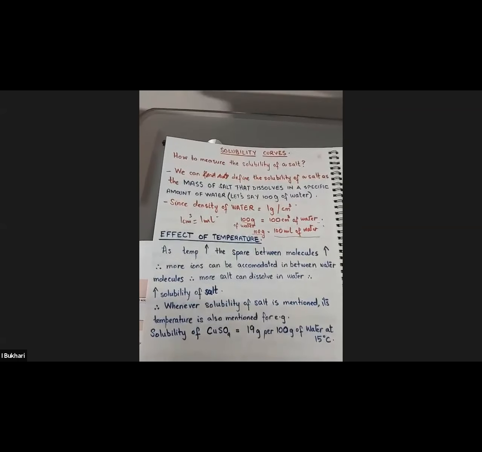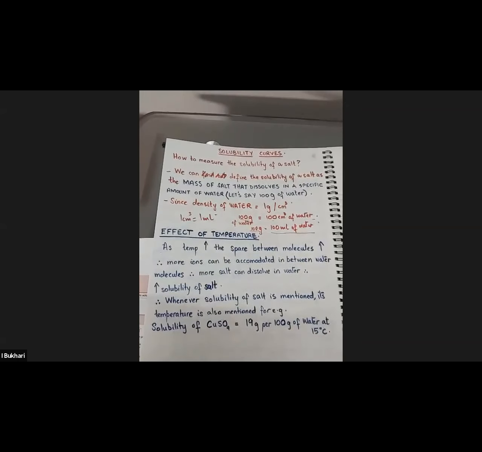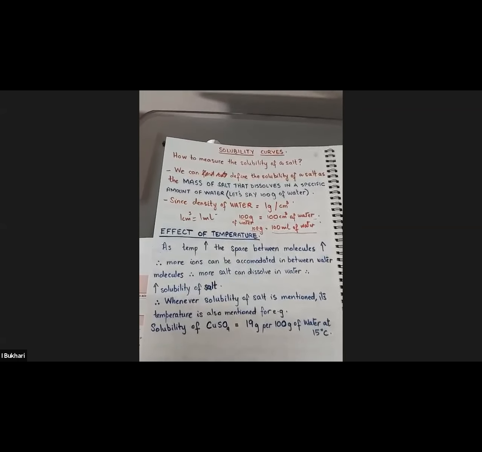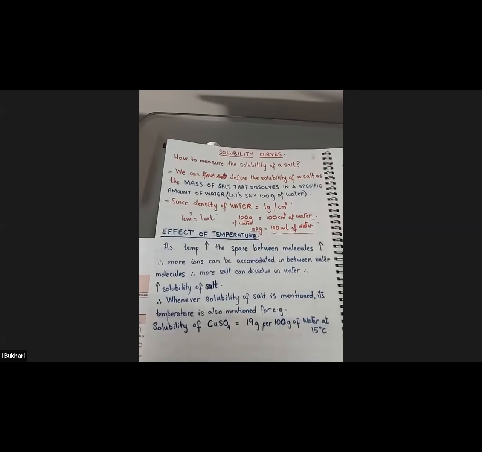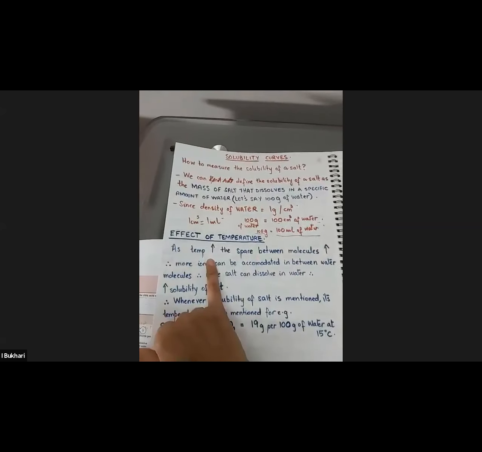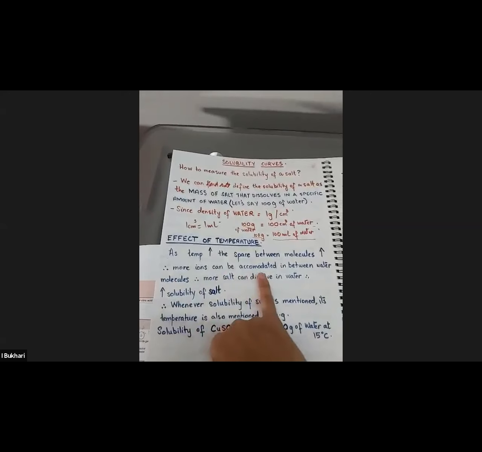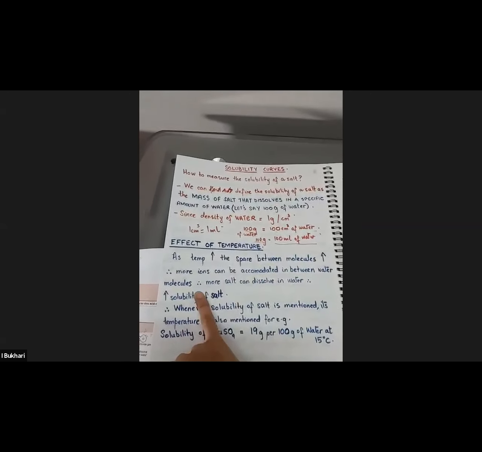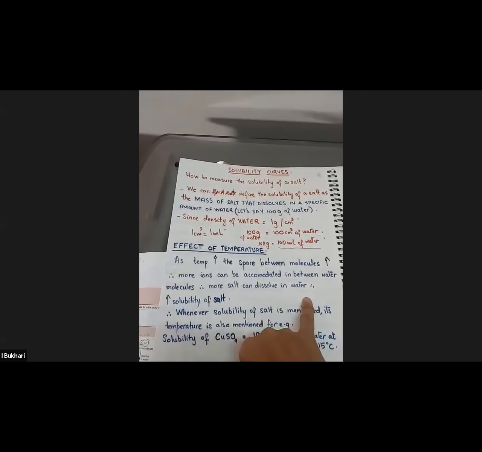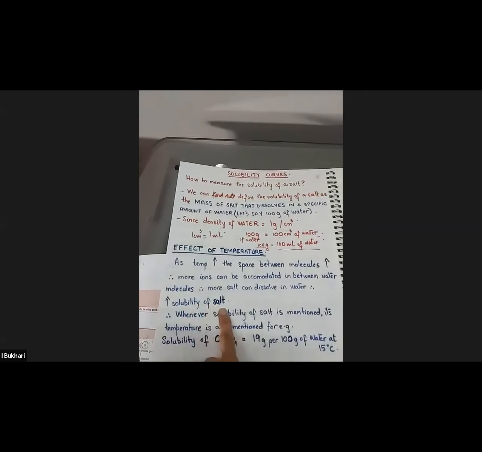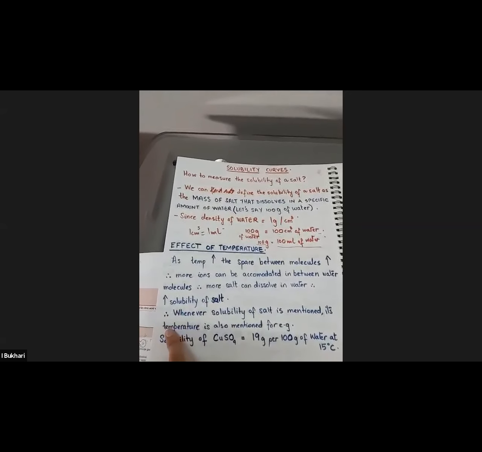So we are increasing the size of the rooms, and therefore more ions can be accommodated. Of course, more people can fit into a bigger room, right? So more ions, or more salt, can fit into bigger rooms, which are the intermolecular spaces, the space between the molecules. As temperature increases, the space between molecules increases, and therefore more ions can be accommodated in between the water molecules, and therefore more salt can dissolve in water.